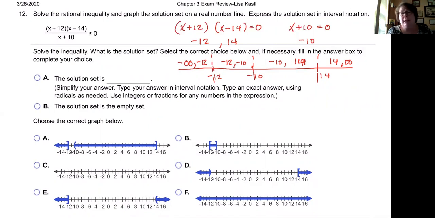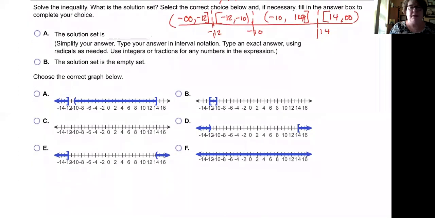This rational inequality is a less than or equal type inequality. So you're going to put a bracket on anything that would make the numerator equal to 0. You are going to put a parenthesis on anything that would make the denominator 0. So you're going to put parentheses next to the -10, because if x were -10, you would have division by 0, and you can't do that. So I'm going to bracket -12, I'm going to bracket 14. All right, so we are good to go.